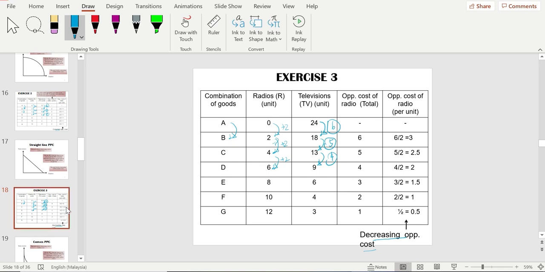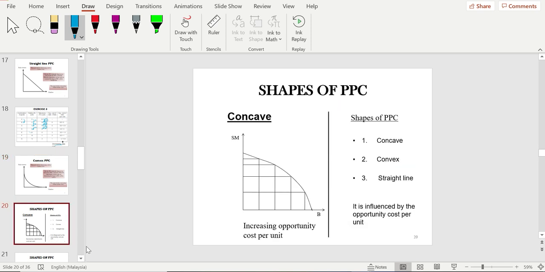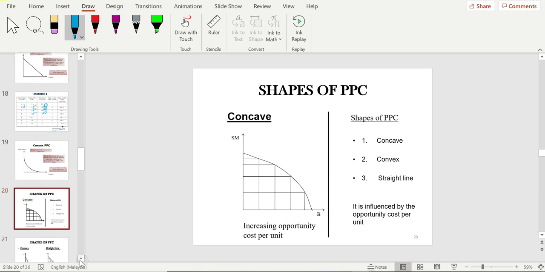So, sekiranya kos lepas kita untuk tambah barang yang nak bertambah ni makin berkurang, apa yang akan berlaku pada our PPC? Our PPC will become convex. So that is the summary. Okay, it is influenced by the opportunity cost of the product.